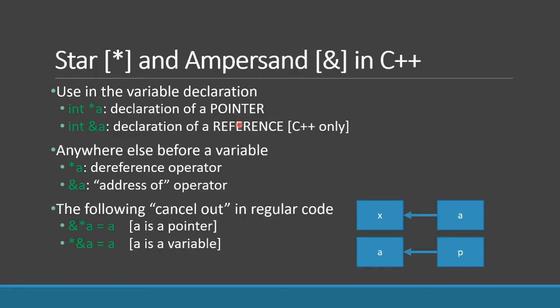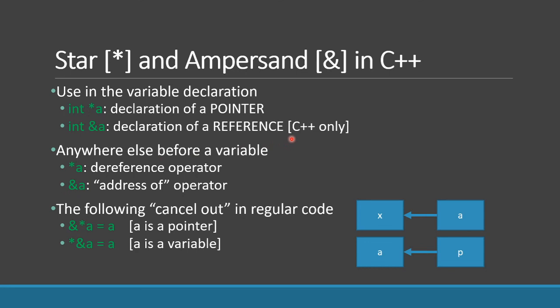So now let's summarize all uses of star and ampersand in C++. So as we discussed, placing a star at front of a variable in the declaration means you're declaring a pointer, and placing an ampersand in the same location means that you're declaring a reference. Anywhere else, if you're placing a star, that's the dereference operator, which says follow the pointer. And an ampersand means the address of operator, that we're trying to fetch the address of the variable.